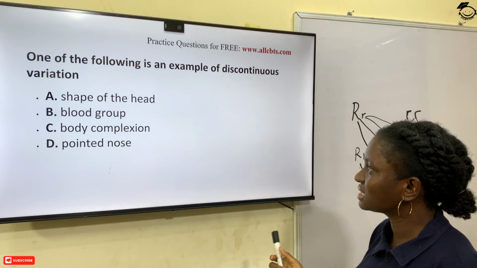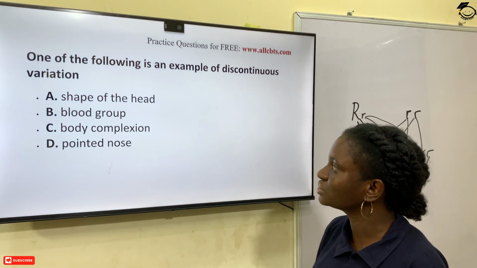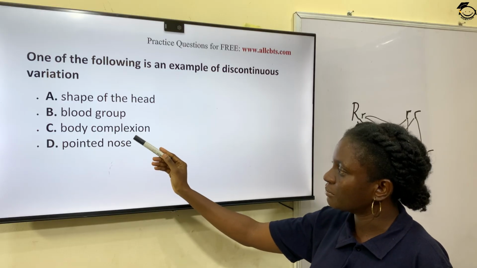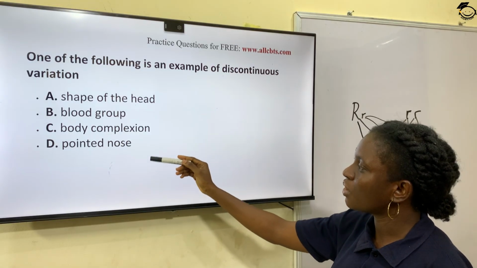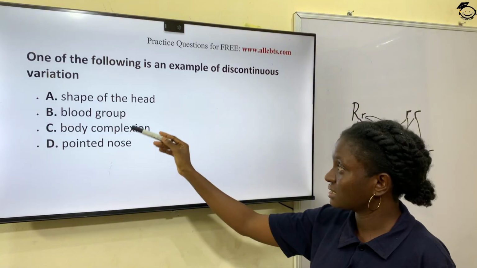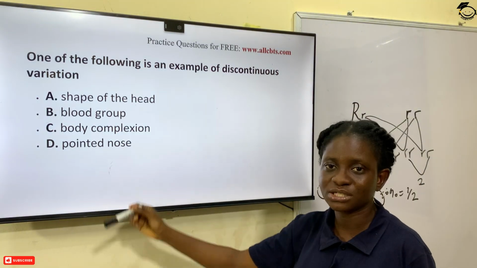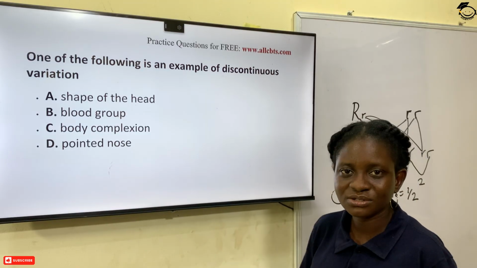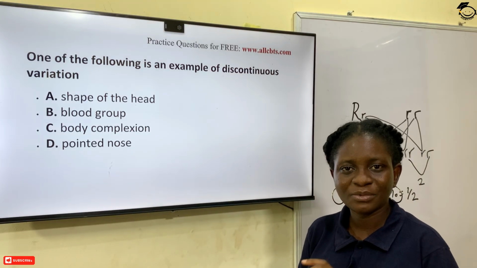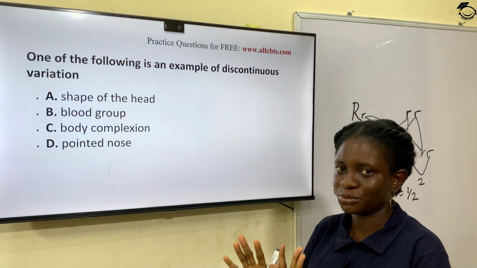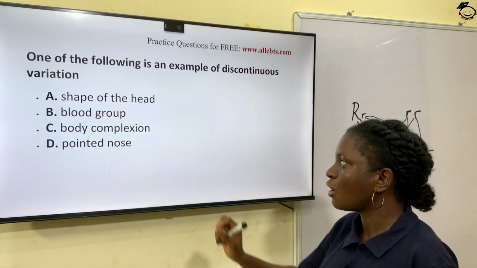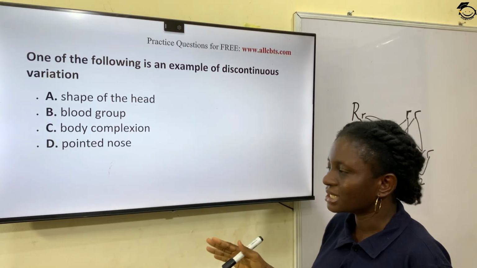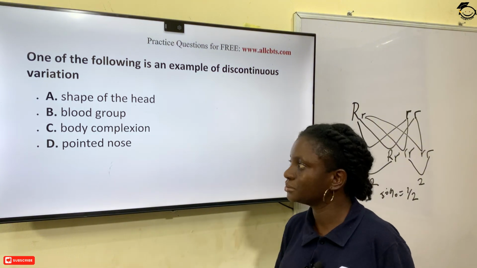So the correct answer here, let's look at the options. We have shape of head, blood group, C, body complexion, D, pointed nose. Shape of head, body complexion, and pointed nose are known as continuous. But discontinuous is just specific. We have people with blood group O, people with blood group A, which is very distinct, unlike the other physical attributes. So the correct answer here is blood group, option B.